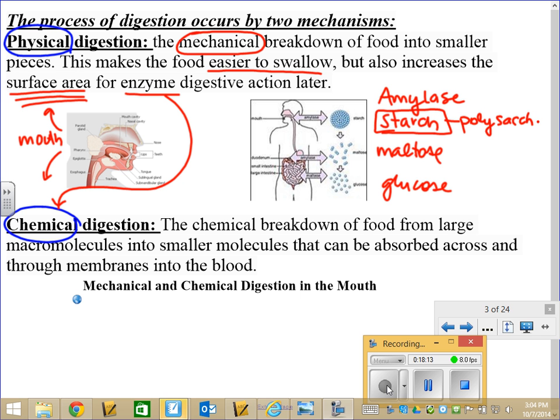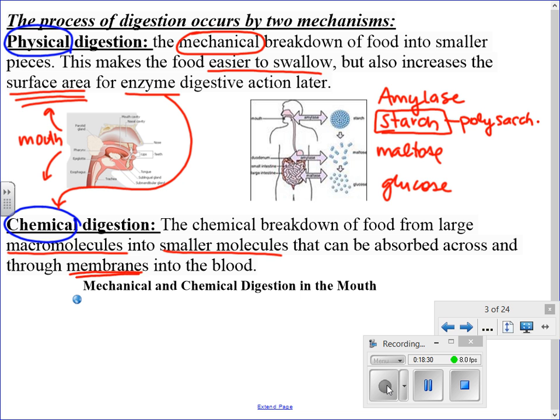Now, the definition for chemical digestion is that we take a macromolecule and we make a smaller molecule out of it. So we're taking something big and we're chopping it apart into littler pieces. And the whole point is that we have to get through a membrane to get into your blood. If the molecule is too large, it won't be able to go across that membrane and get into your blood.